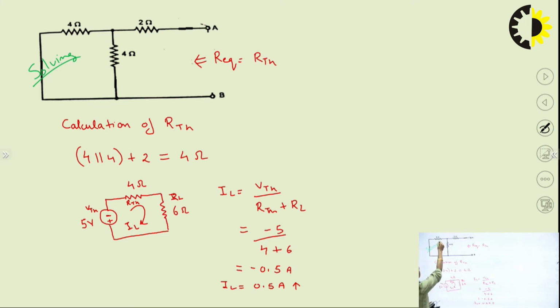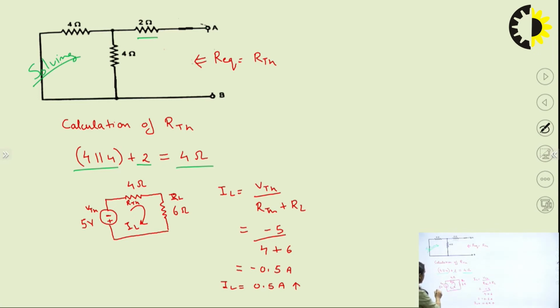So if you see this 4 and 4, they are in parallel. This parallel combination will be in series with this 2. So that's why I have written 4 in parallel combination with 4, which is in series with 2, which is equal to 4 ohm. Right? So this is equal to 4 ohm.